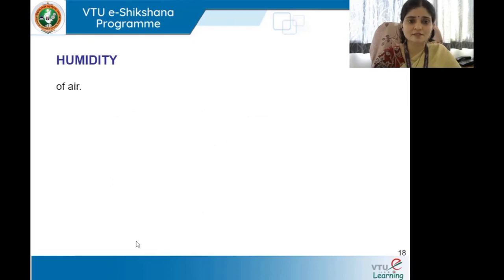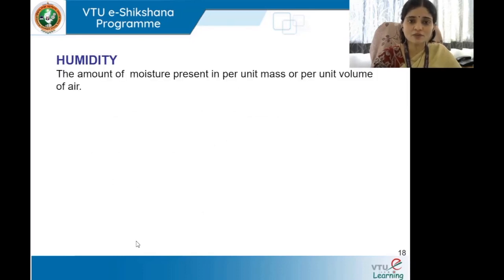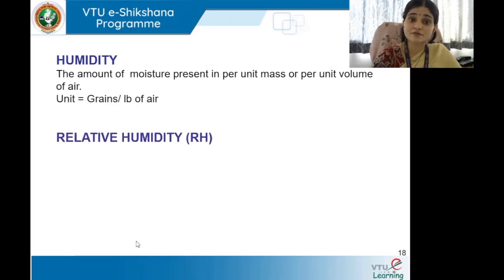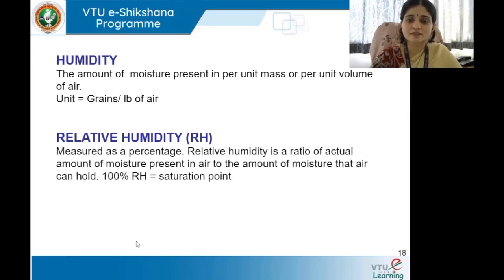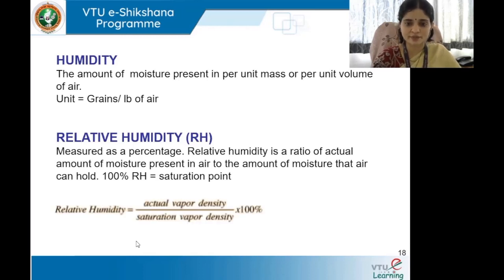Humidity, the next terminology, is the amount of moisture present per mass or per unit volume of air. Relative humidity is a percentage. It is the ratio of actual amount of moisture present in air to the amount of moisture that air can hold at the saturation point. So 100% RH will refer to the saturation point.